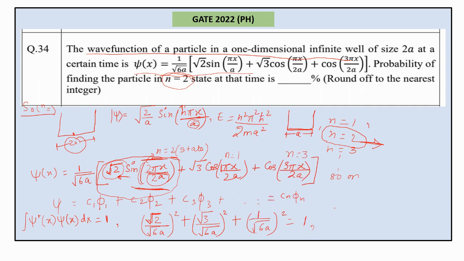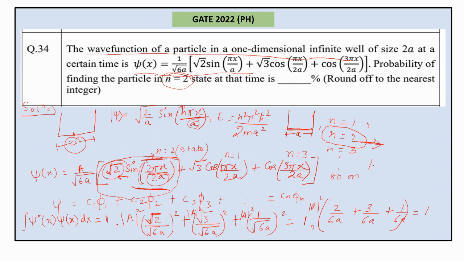So this will give 2 upon 6a plus 3 upon 6a plus 1 upon 6a, which equals 1 by a factor of a. So it is not normalized. It should give 1, so what you need to do is multiply it by a here. There will be a square, because this is not normalized, so I have multiplied it by a.